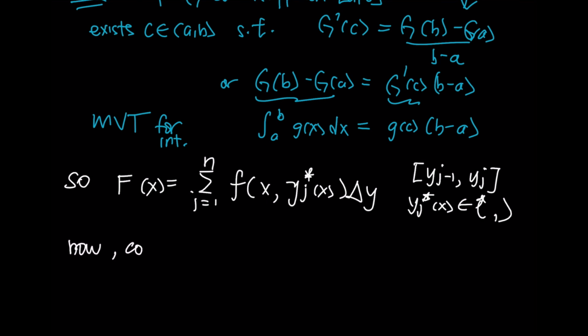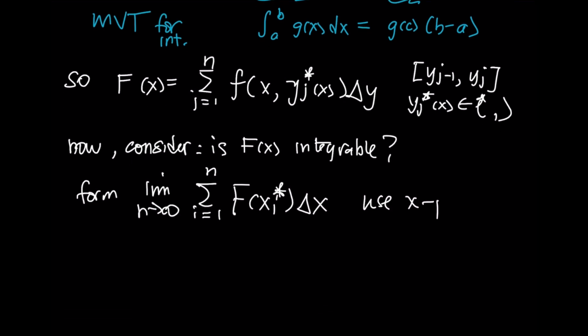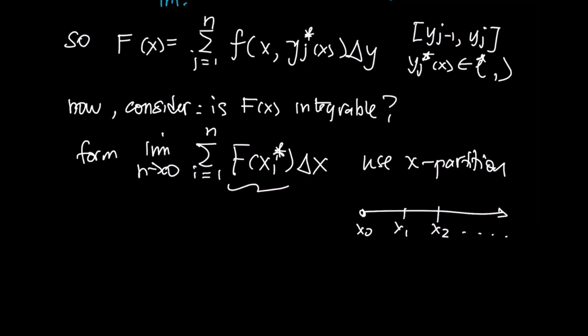So now consider whether this particular function is integrable. Does its single variable integral exist? So that means I'm going to form the limit as n goes to infinity of the sum from i equals 1 to n of F of xi star delta x. And what I'm going to do is use the x partition here. And in the x partition, I've got an x0 and an x1 and an x2 and so on and so forth. By my result from above, what this is going to give me is a limit.